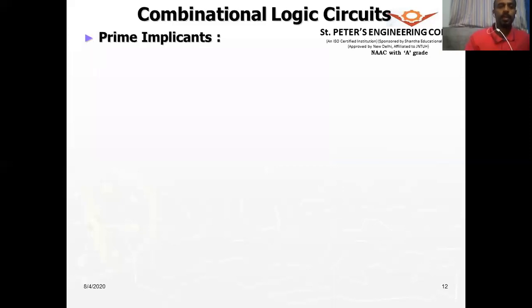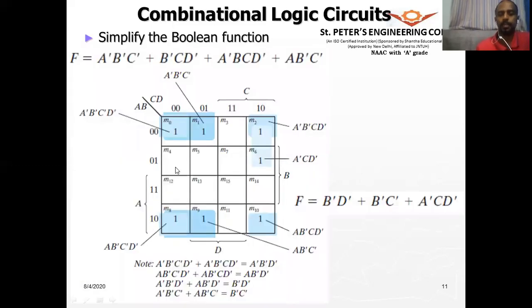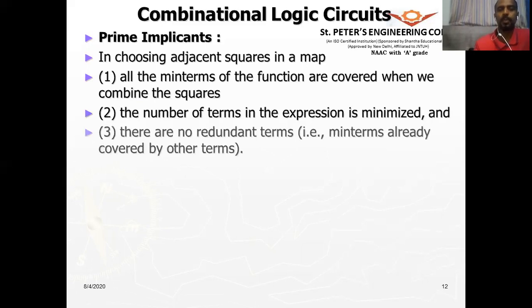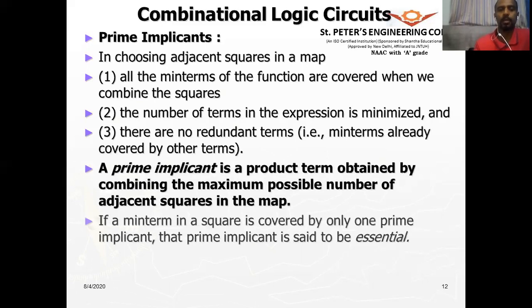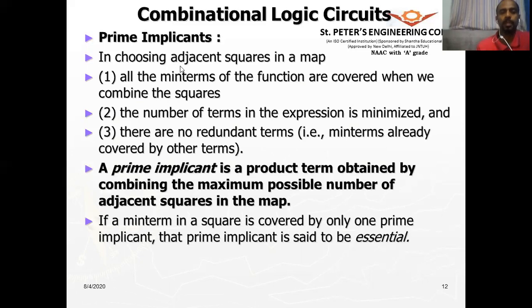Okay, so when we are grouping, there are something called prime implicants. When we choose these adjacent squares, they become the prime implicant. Let me take an example here. Let me go through what prime implicants are first, then we can go on.